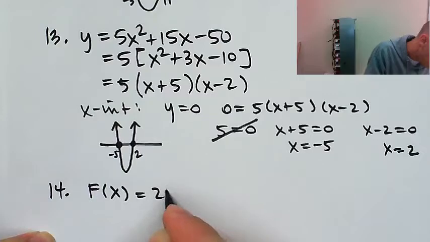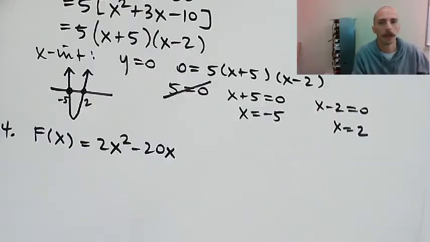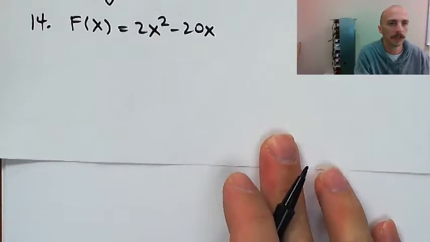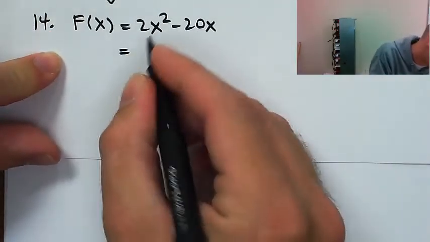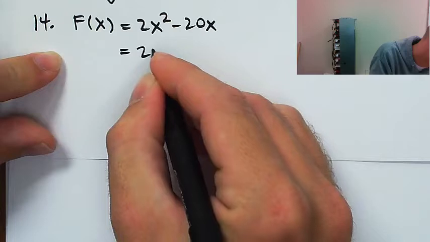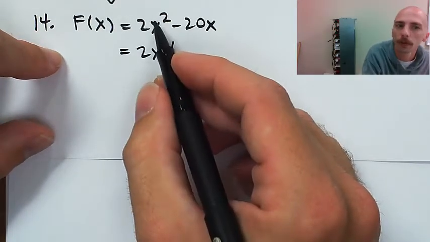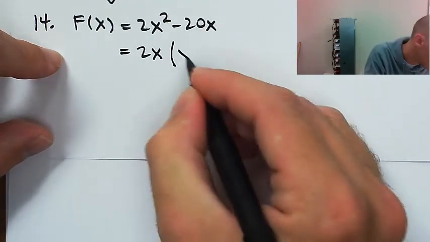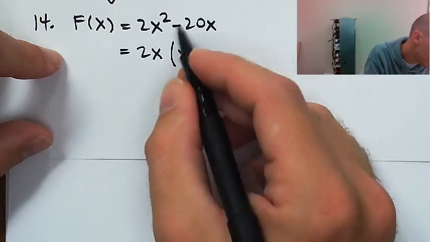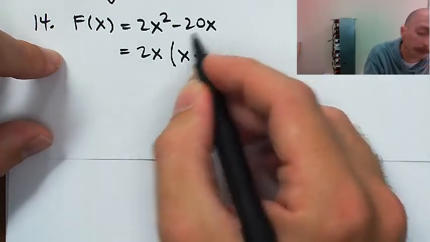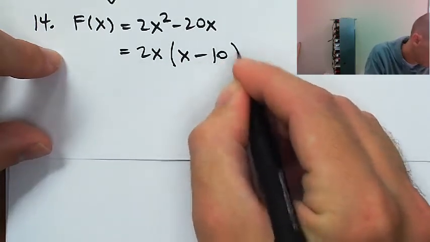F of x equals 2x squared minus 20x. Okay, this has got a greatest common factor. I'm seeing that 2, both of those numbers are even, so I can factor out a 2. But I'm also seeing x in both of these things, so I'm going to grab a 2x. And I'll say, what do I have to multiply 2x by to get 2x squared? I have to multiply by x. And then I'd have to multiply 2x by minus something to get -20x. I don't need to multiply by any x's because I've already got the x here. So I guess that would be 10.